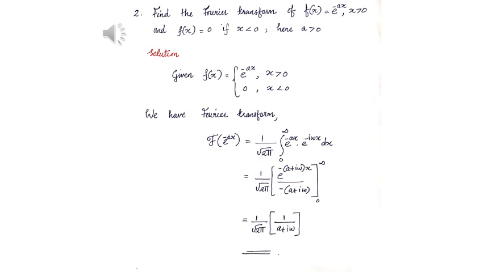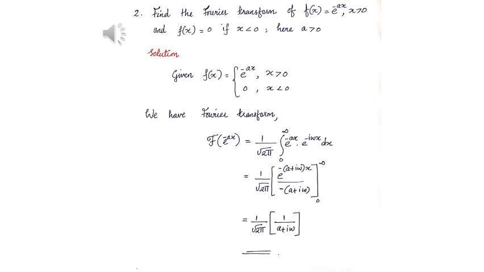We have the Fourier transform. Script f of e raised to minus ax is equal to 1 by root 2 pi integral 0 to infinity e raised to minus ax into e raised to minus I omega x dx. That is 1 by root 2 pi into e raised to minus can be taken outside. Then e raised to minus of a plus I omega the whole into x. And integrating you will get divided by minus a plus I omega and the limit from 0 to infinity.